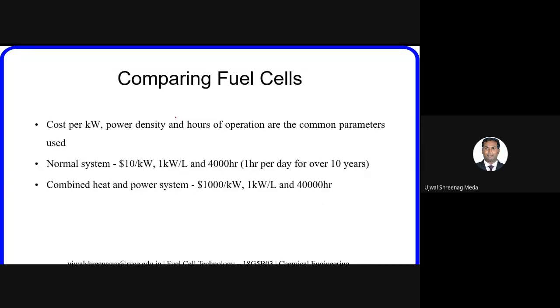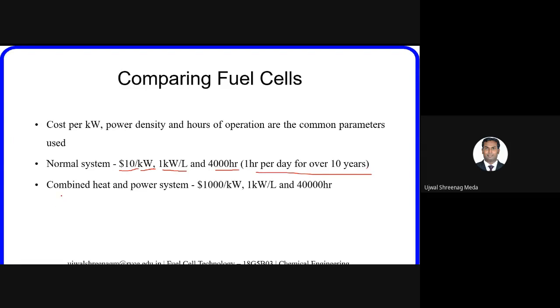With this, if we look at the price of the fuel cell systems, one is a normal system, which can be used for domestic or household purposes. In such a case, with respect to power, how much does a kilowatt cost? It is $10 per kilowatt. And how much volume does it consume per kilowatt? That is kilowatt per liter. And for how many hours you can run that fuel cell: 4000 hours. It is assumed that if you operate it 1 hour per day, you can use it for over 10 years.